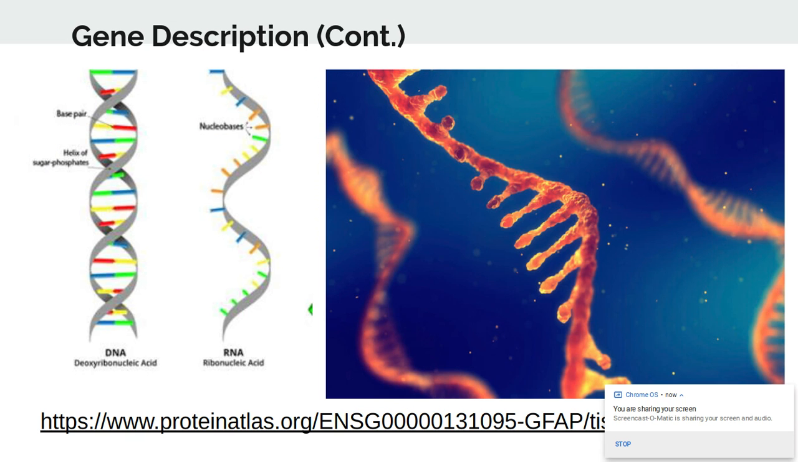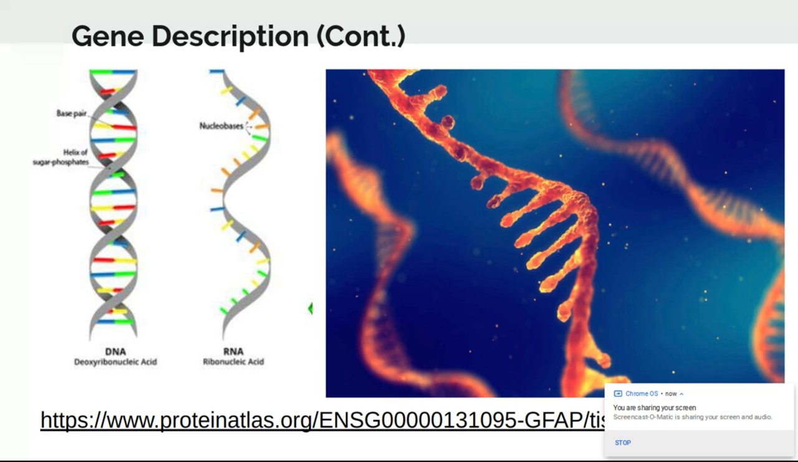GFAP is mostly composed of RNA with a near equal amount of protein expression because of how often it is used in creating myelin and assisting astroglial cells in repairing damaged or developing cells in the brain and spinal cord. So the link below will give you more details about that.